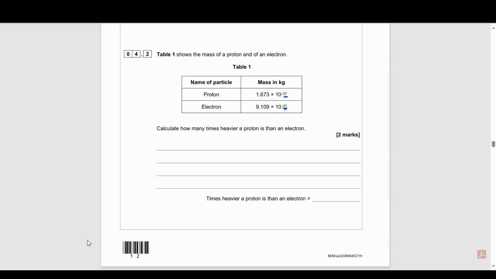So for us to find out how many times heavier something is compared to something else, we need to do division. So in this case, what we're going to do is we're going to take the two values in the table and divide them. So it would actually be 1.673 times 10 to the power of minus 27 divided by 9.109 times 10 to the power of minus 31. And that will give us a value of 1,837 times.